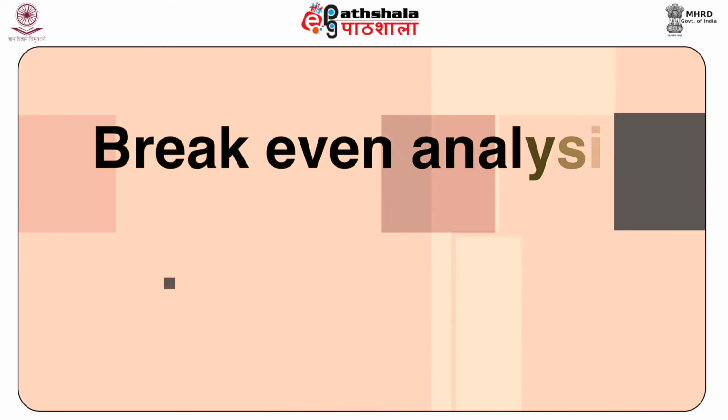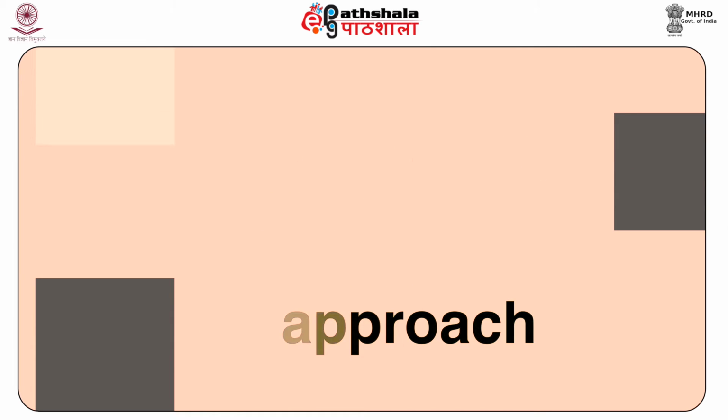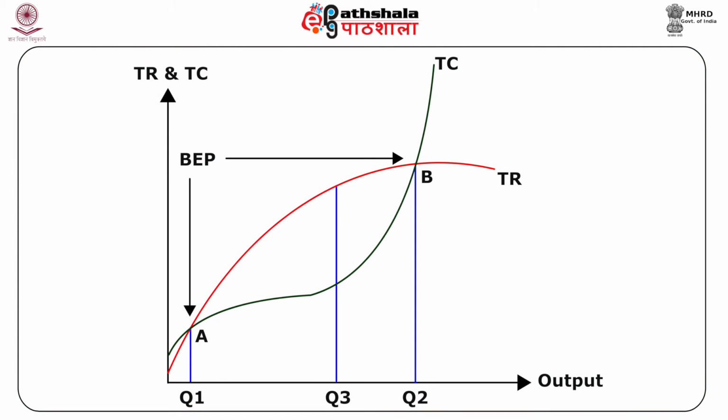Monopoly. A monopoly is a market where there is a single seller. Other firms are restricted from entering into the market in this case. Break-even analysis using TR-TC approach. Total revenue and total cost approach can be used to show the break-even points in the case of a monopoly. If the seller wants to sell more in this case, he has to reduce the price of the good. That is why the TR in this case is not a straight line, but it is concave in shape. BEP, that is break-even point, occurs where the TR curve cuts the TC curve.